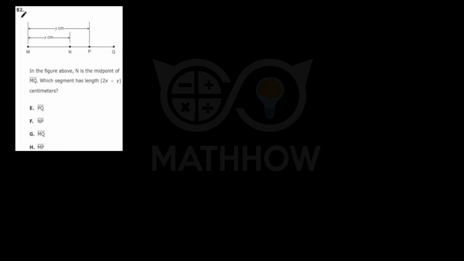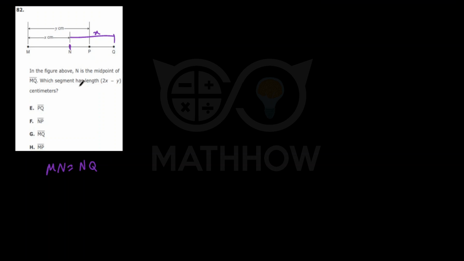Question number 82. The diagram is given. In the figure above, N is the midpoint of MQ. This is the midpoint, so these two lengths are equal on both sides, meaning MN is equal to NQ. Which segment has length 2x minus y? If MN is x centimeters, then so is NQ, right? Since this is the midpoint, this is also x.